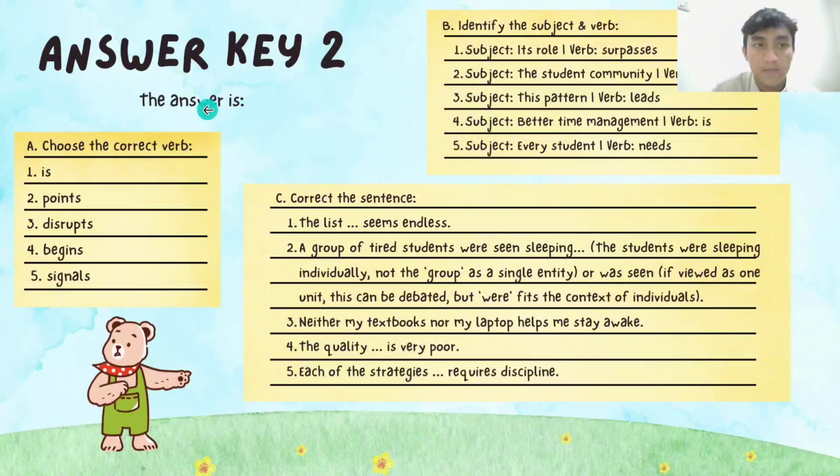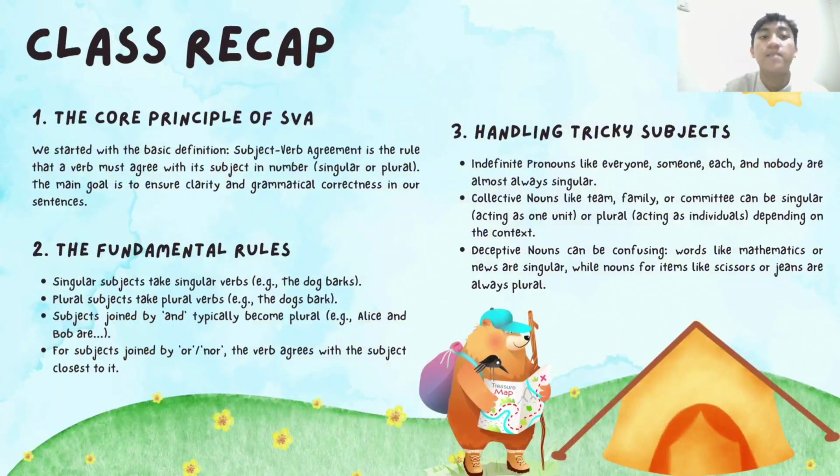Alright, okay, let's recap. What we learned today: first is the core principle of subject-verb agreement. We started with a basic definition: subject-verb agreement is the rule that a verb must agree with its subject in number, singular or plural. The main goal is to ensure clarity and grammatical correctness in our sentences.